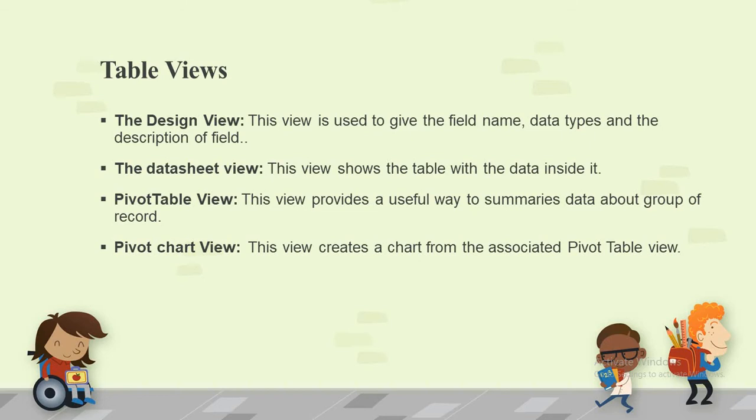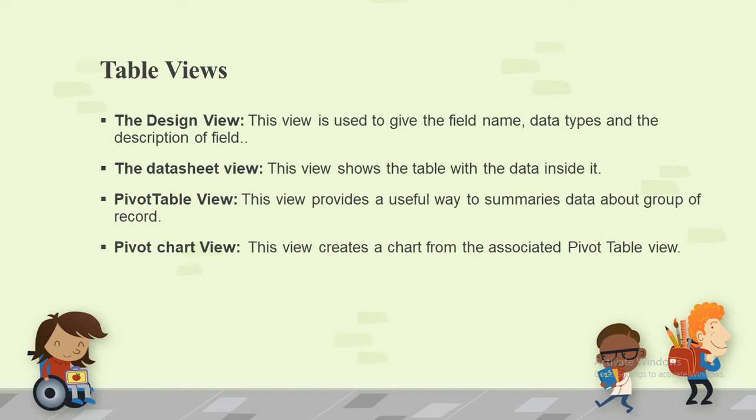Now our next topic is table views. There are 4 types of views. First is the design view. This view is used to give the field name, data types and description of the field. Second is the datasheet view. This view shows the table with the data inside it. It is convenient to add, delete or edit data using this view.